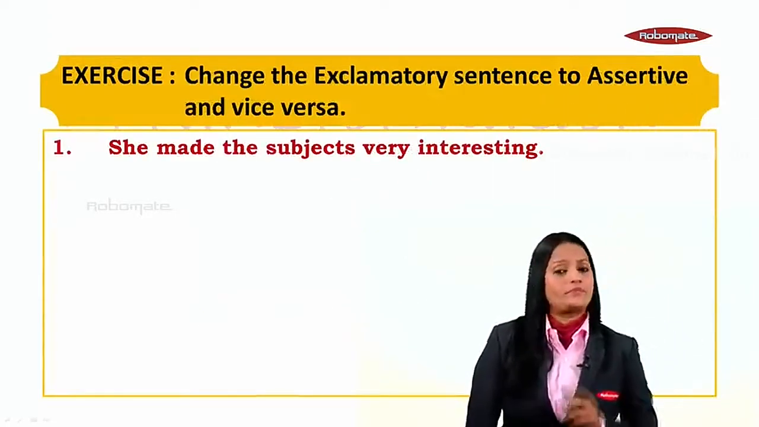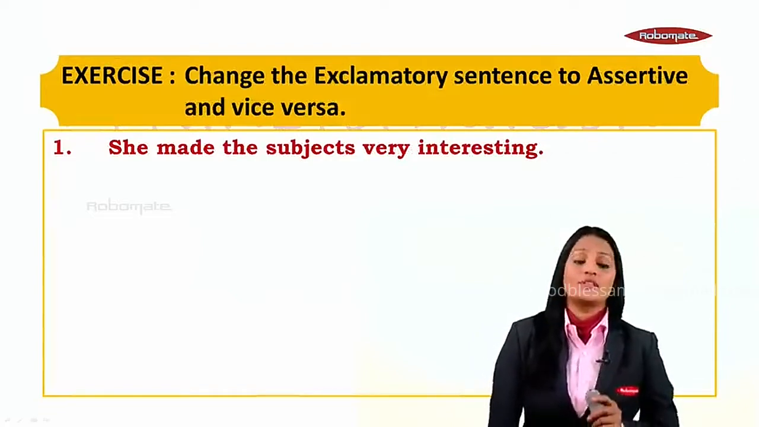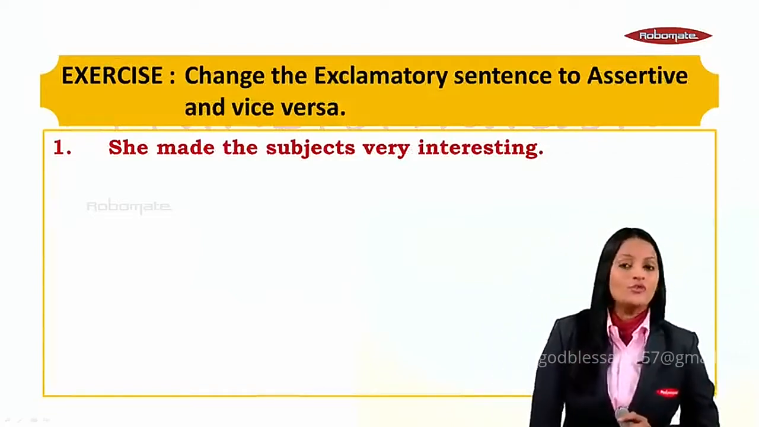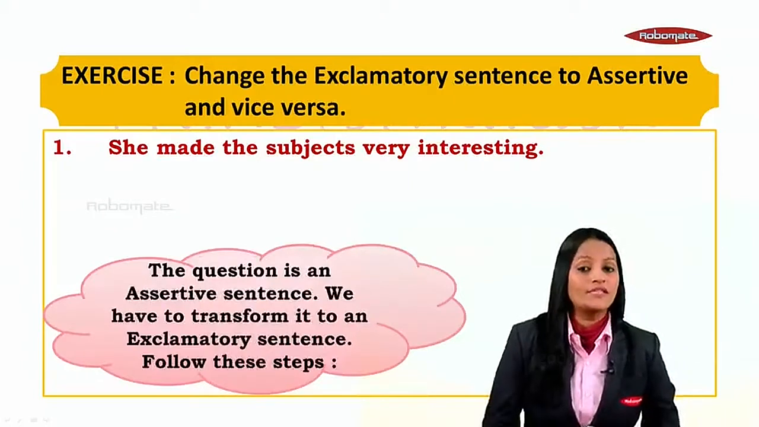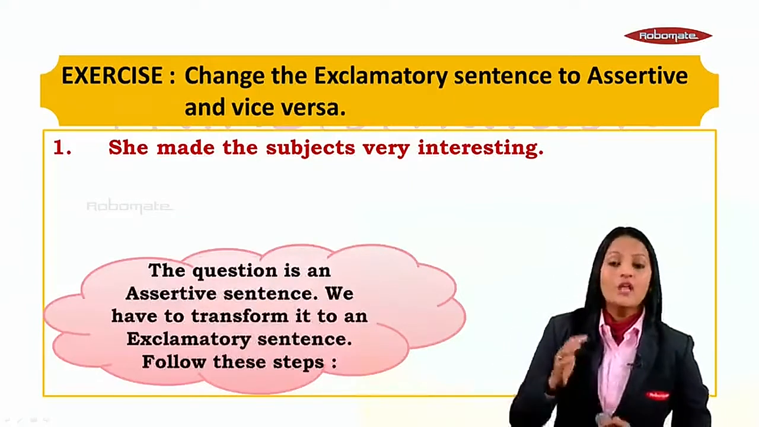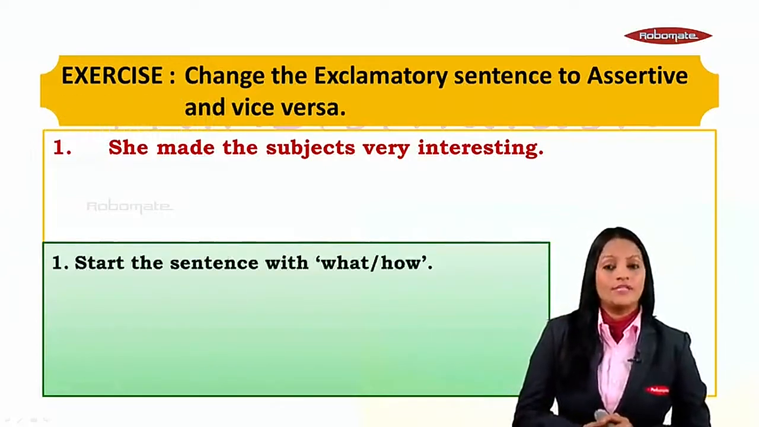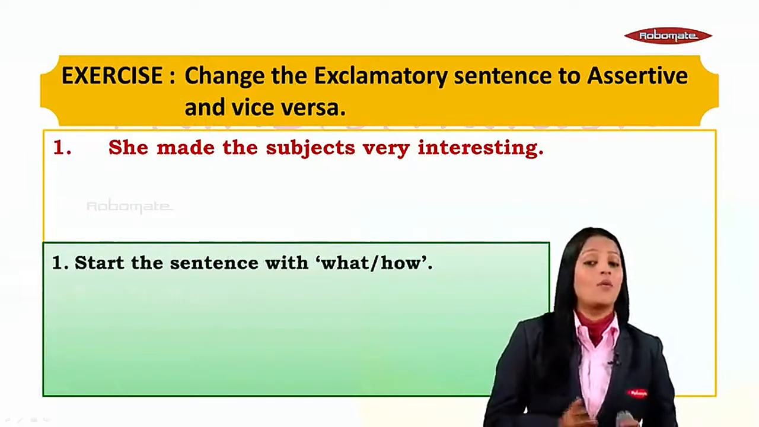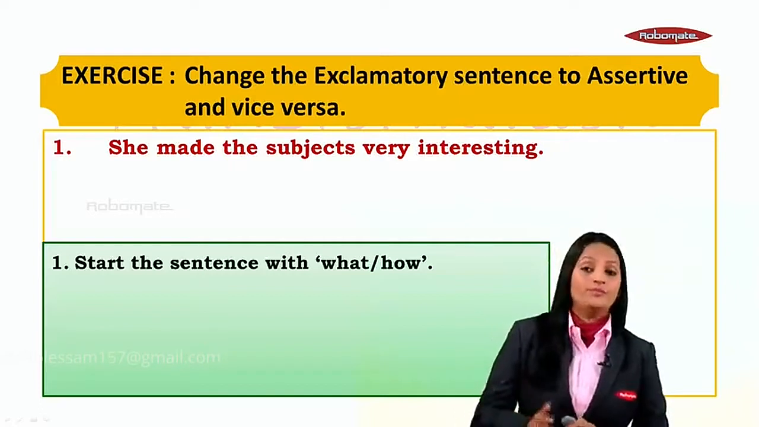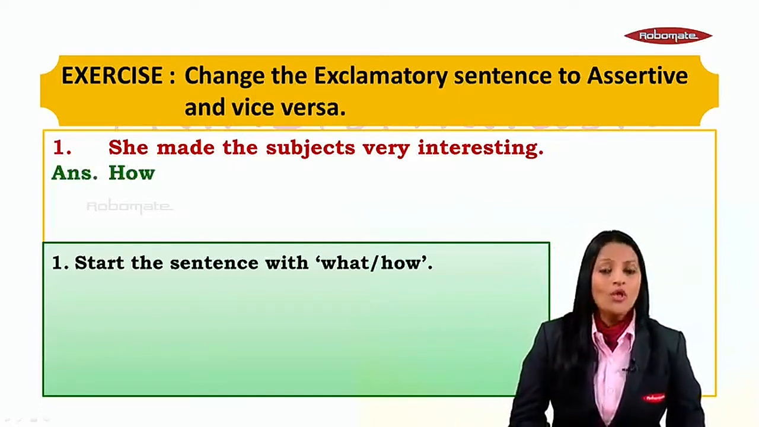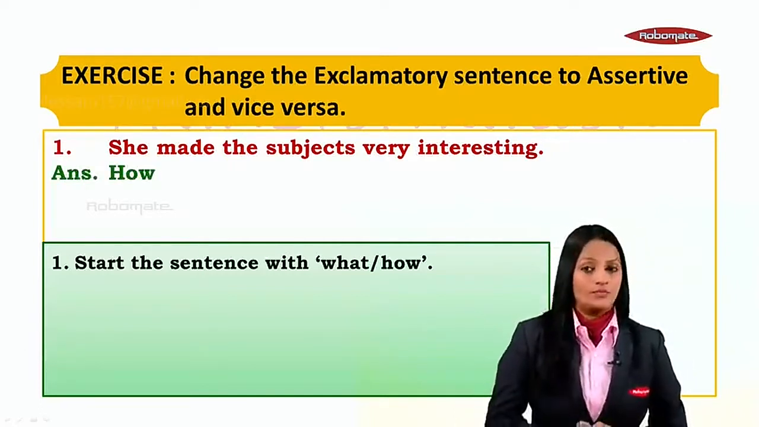See the first one. "She made the subjects very interesting." Now students, in this case, we know that the given sentence is an assertive sentence. We have to change it into exclamatory. Follow these very simple steps. Start the sentence with either a "what" or a "how." So, I will start with "how." So here, first write the "how."